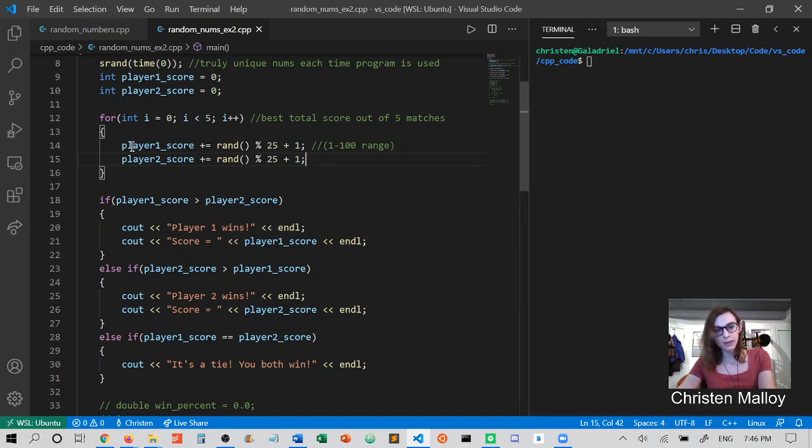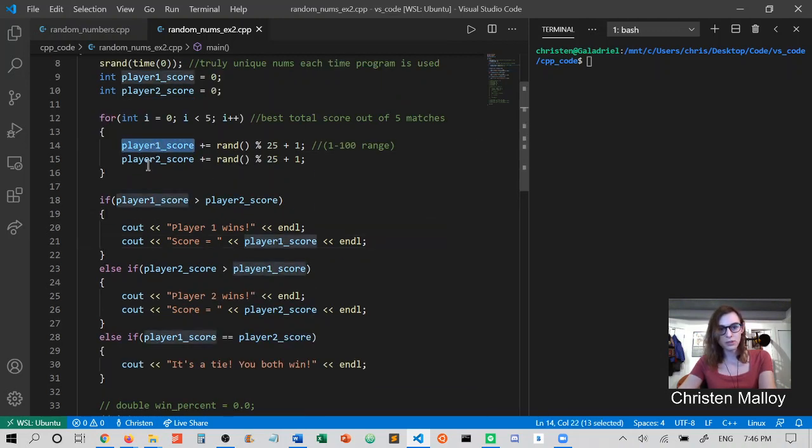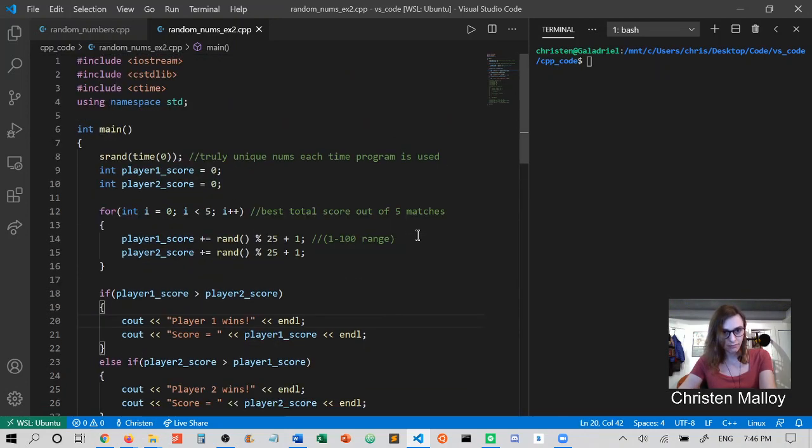Depending on what we get for player 1 and player 2, we're going to then output whether player 1 or player 2 wins by comparing the results that we stored into the scores for player 1 and player 2. So I'm going to go ahead and run the program here and show you what I'm talking about.